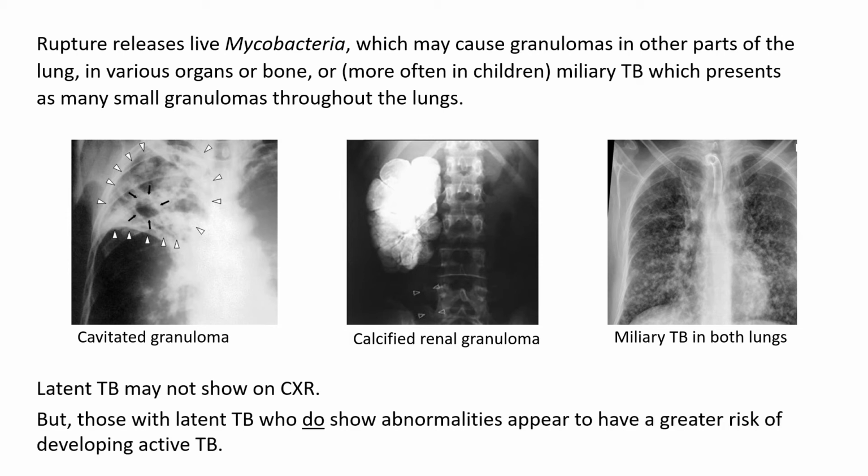So, as we said, latent TB may not show on chest X-ray. But, and this is quite logical really, people who do have latent TB, who do show some sort of lesion on the chest X-ray, appear to have a greater risk of developing active TB. And if you think about it, that's possibly quite logical because maybe it's a bit larger. So if it's larger, it's going to be more prone to rupture.